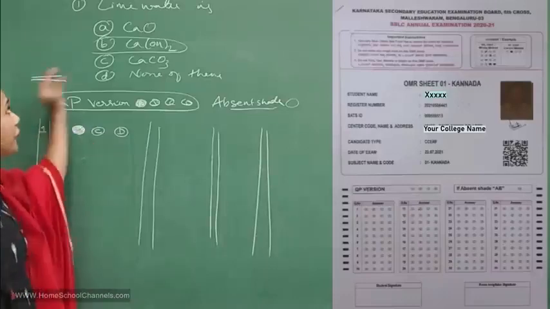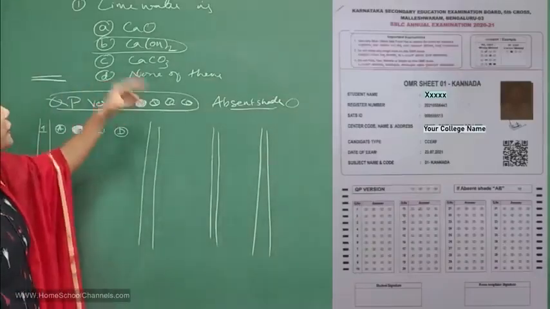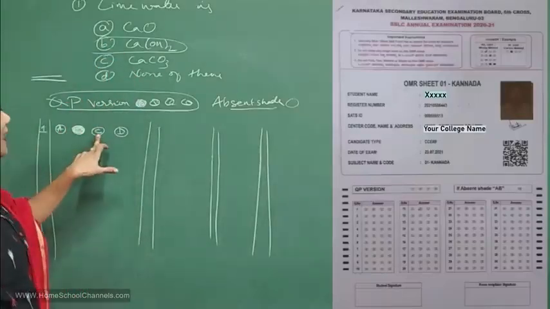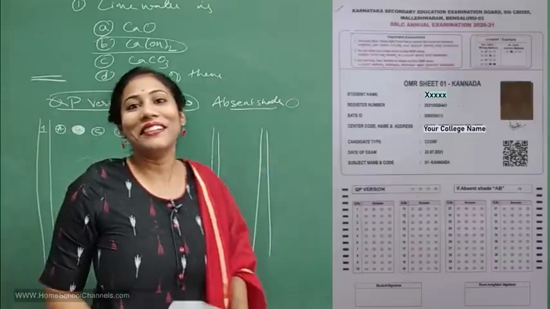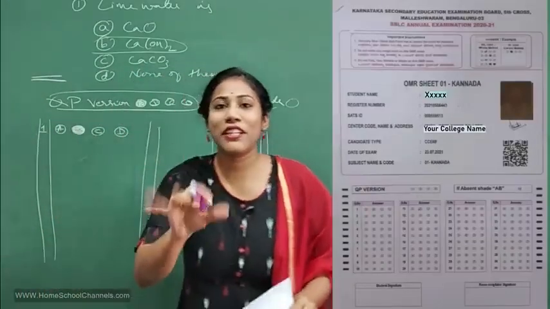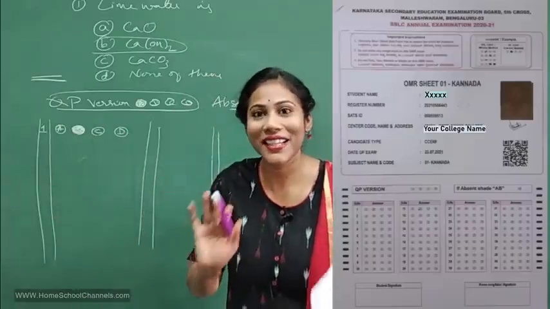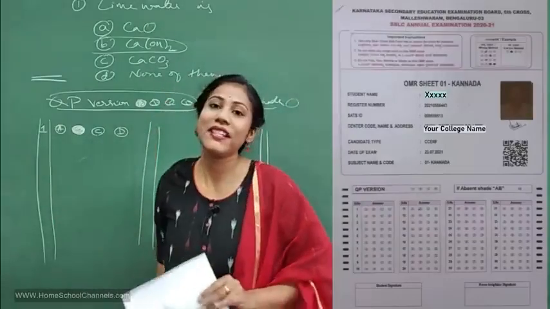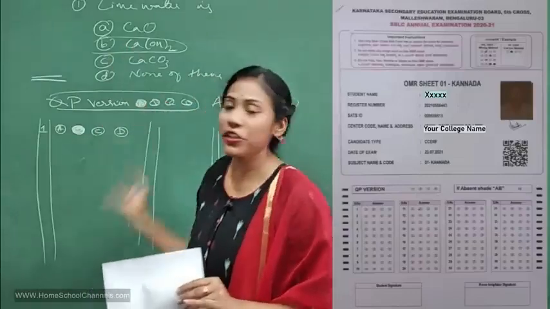Okay, and if you have a confusion, say you are confused between B and C, and if you shade both B and C, that will not be considered. They won't count that particular question for marking. Clear? Is that clear for you? So you have to be very, very careful in circling. Only one option you can select.